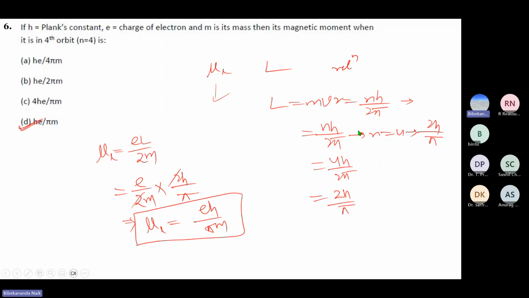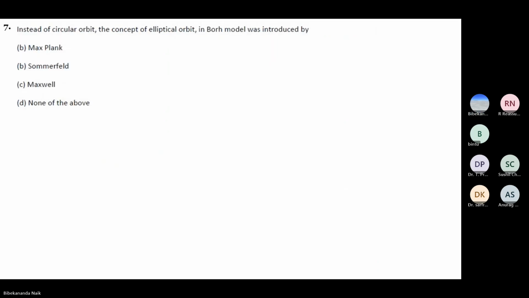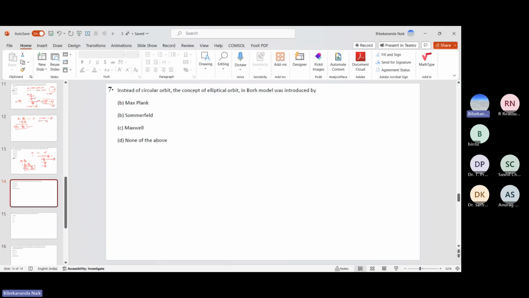Okay, so let's go to the next question. Now this question says, instead of circular orbit, the concept of elliptical orbit in Bohr model was introduced by, and the options are.